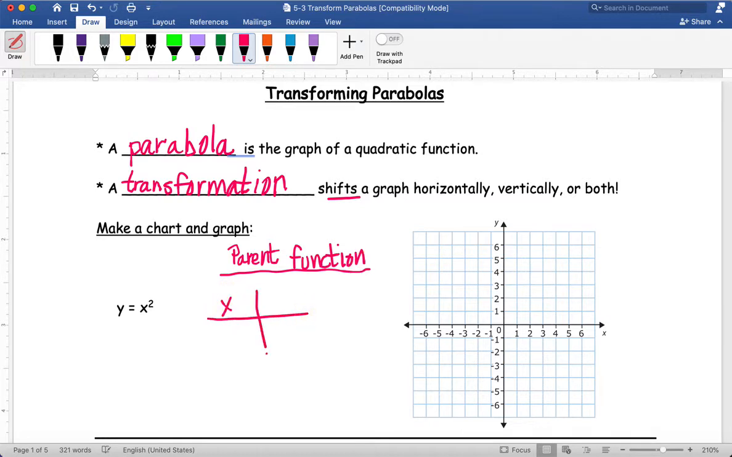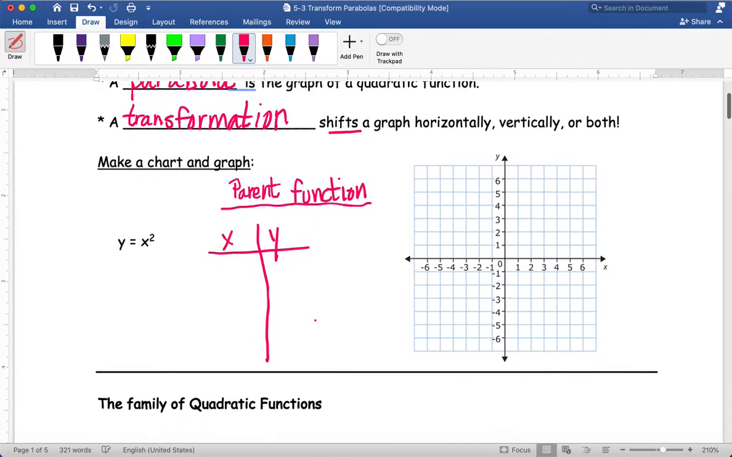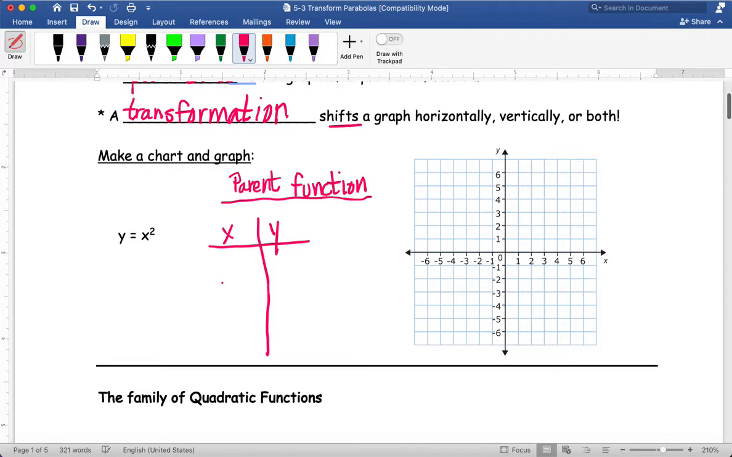Here's our XY table. We're going to choose some values. And in fact, we're going to choose 5 values. The values we're going to choose for x are -2, -1, 0, +1, and +2.